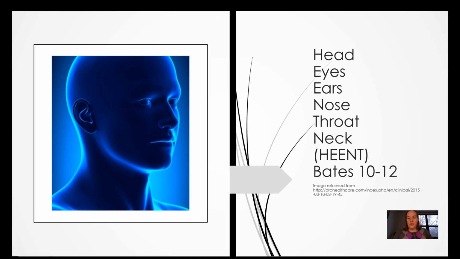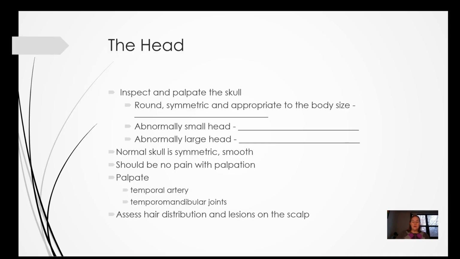So we're going to talk real quick about head, eyes, ears, nose, and throat. Not heavy content, nice review kind of for our neuro piece. Okay, so when we start looking at the head, we want to inspect it. We're kind of looking at the shape. We tend to have this natural ability when we look at people to notice if their head is not the right shape, right? We want it to be nice and round and symmetric and appropriate for the body size, and we call that normocephalic.